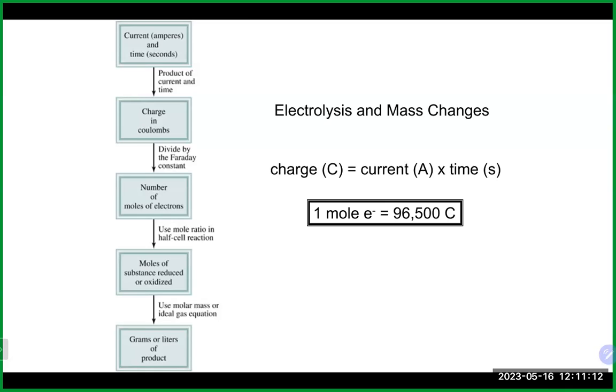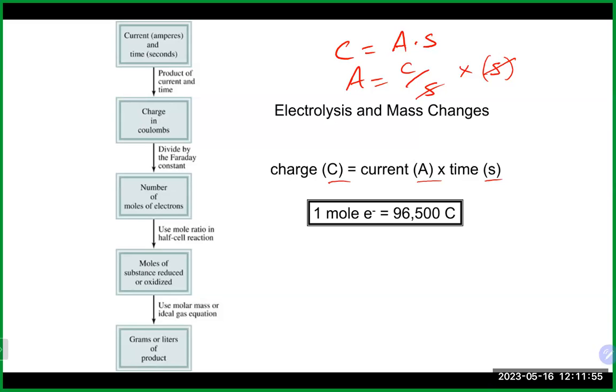So an important relationship is a coulomb is an amp times a second, which means an amp is the same as a coulomb per second. It's a really good conversion factor. You want to get the charge in coulombs, and you get that by taking your amperage, which is coulombs per second, and you multiply it by the time. That's also in seconds, so that they cancel out, and you will end up with the coulombs of charge. That also usually requires some type of conversion, because most of the time they'll tell you you ran it for 2.5 hours. You need to convert it to seconds so the units cancel out correctly.